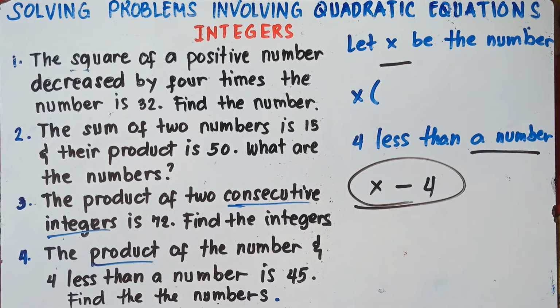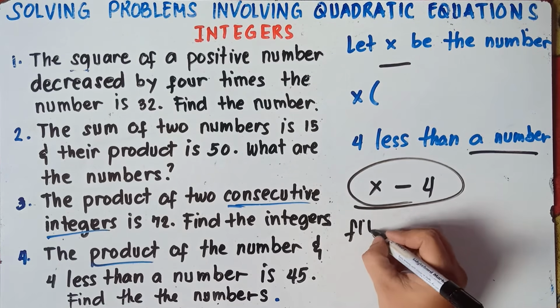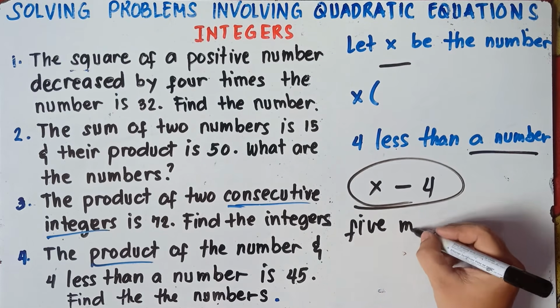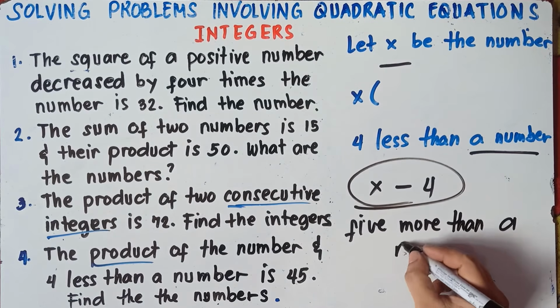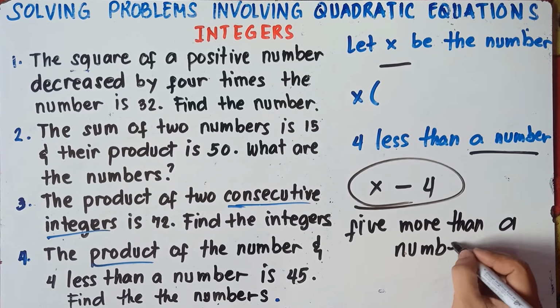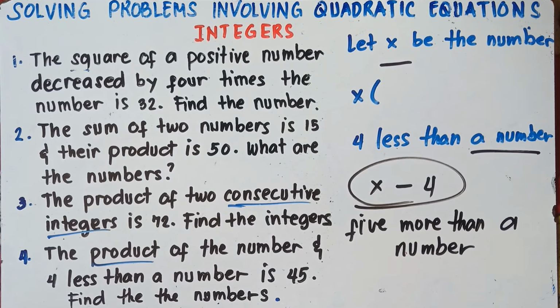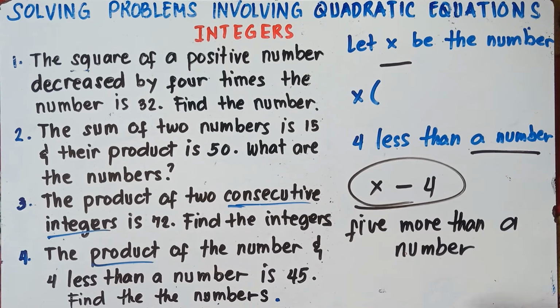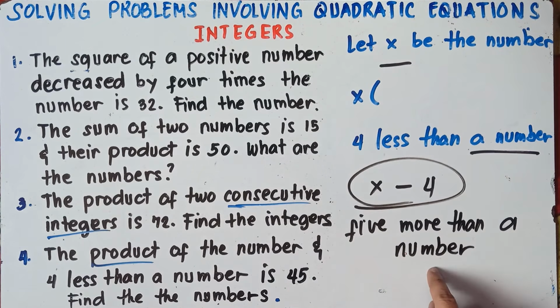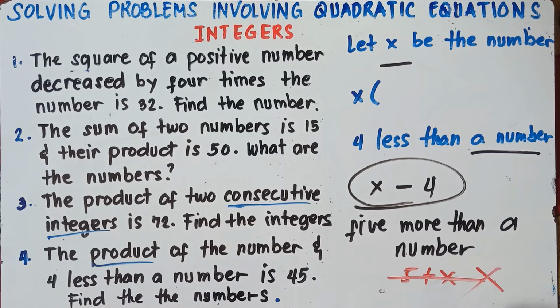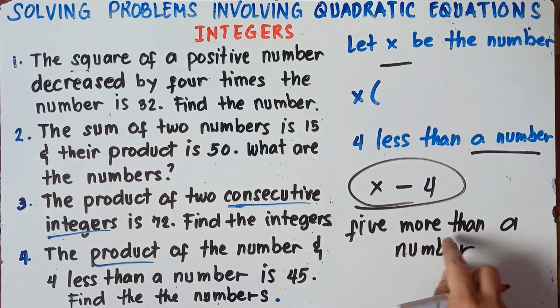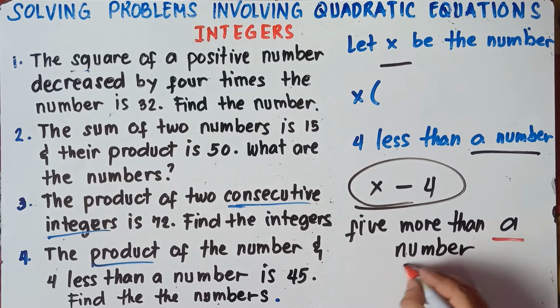Another example, class: 5 more than a number. In a mathematical equation, it should be reversed. Once again, 5 more than a number should not be 5 plus x, class. This is wrong. In algebra, you write this one in reverse. 5 more than a number should be a number first.